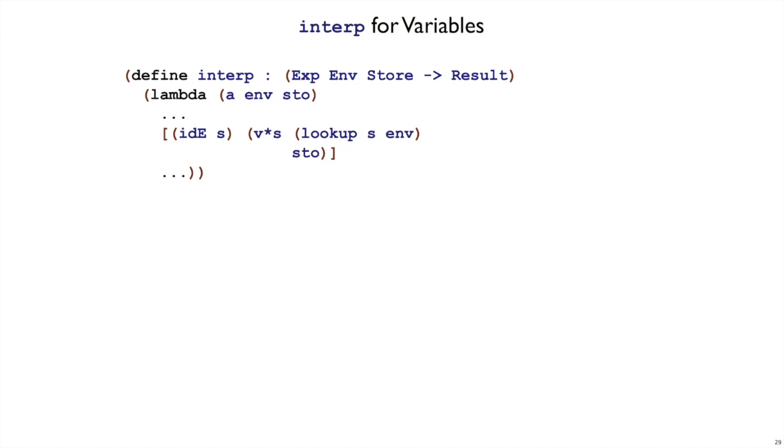With those examples in mind, we're ready to update our interpreter. Here is the old case for identifiers in the interpreter. We just looked up the variable in the environment and we got a value back. But now we don't get a value back anymore.